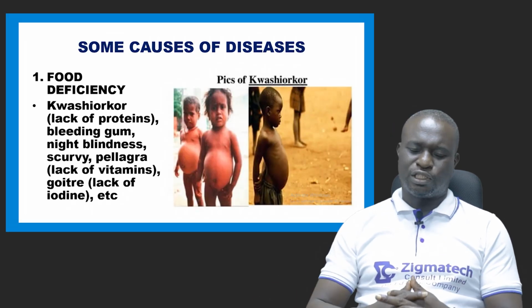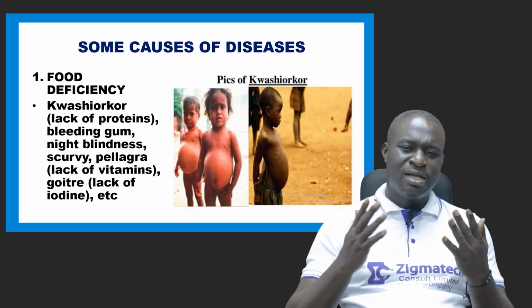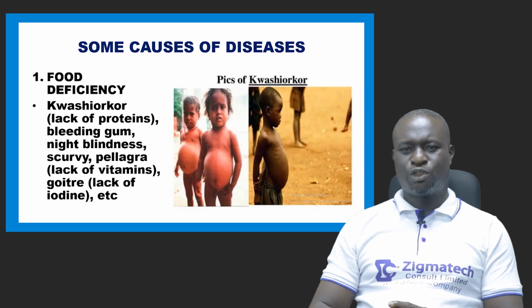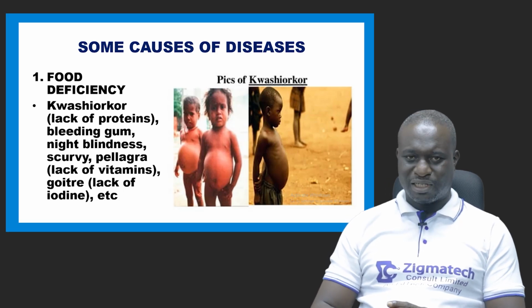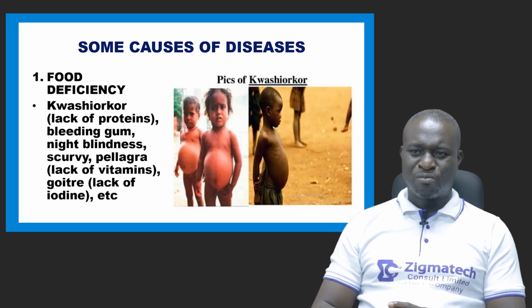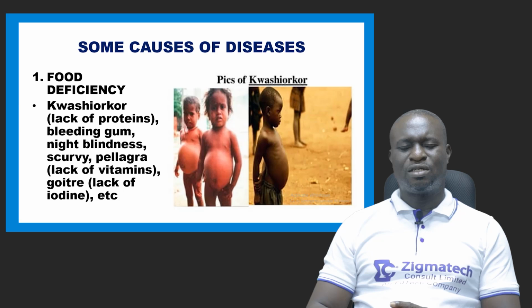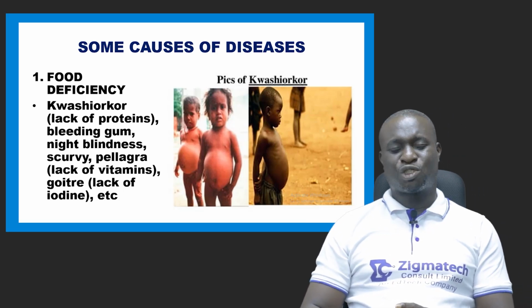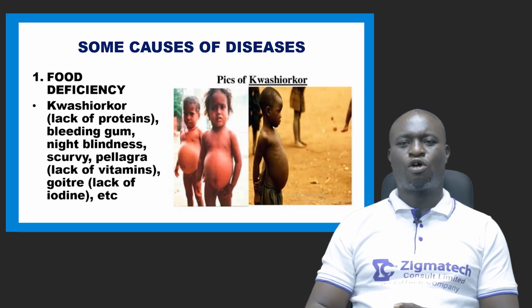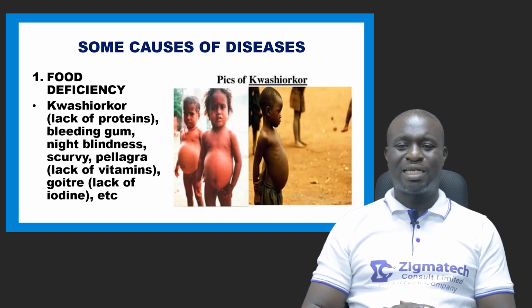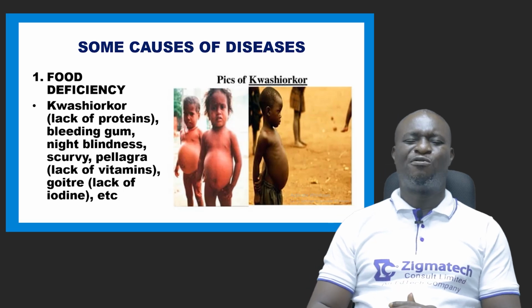Now, some causes of diseases. Diseases are actually caused by several factors. One of the factors is food deficiency. Another way we can call it is malnutrition. Examples of such food deficiency diseases include kwashiorkor. Now, kwashiorkor and marasmus are actually due to lack of proteins. We also have bleeding gums, night blindness, scurvy, pellagra, and so on. They are due to lack of vitamins.